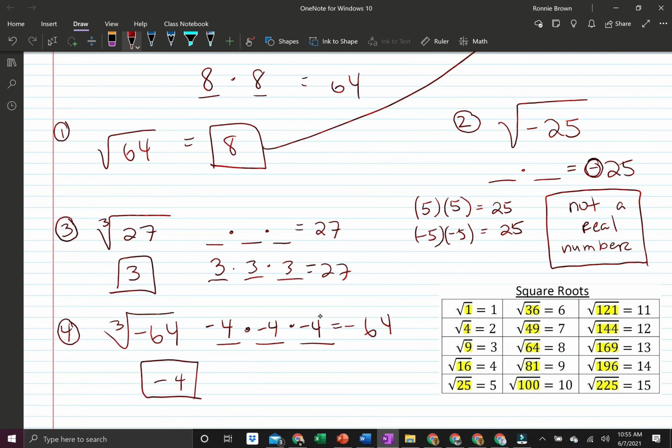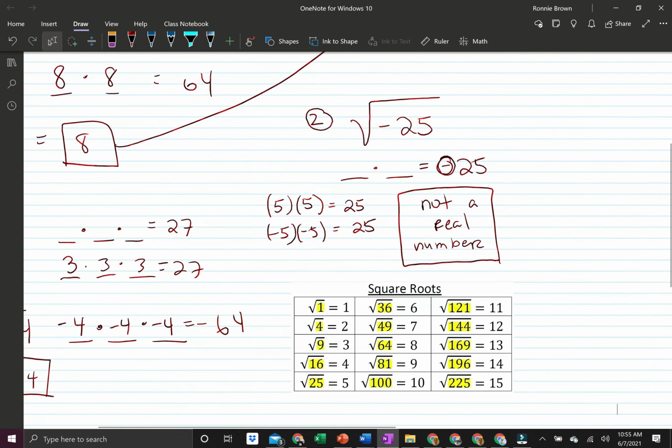And the key thing here in me writing this example is so that you would understand why in problem number 2 it's not a real number, and in problem number 4 we do have a solution, right? Because we could create a negative times a negative times a negative to make a negative answer. All right.